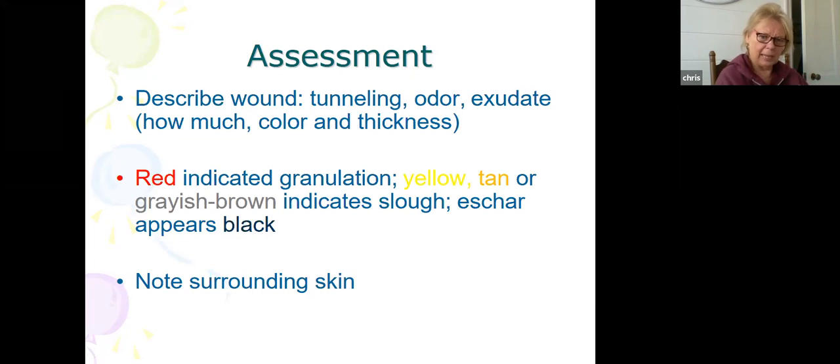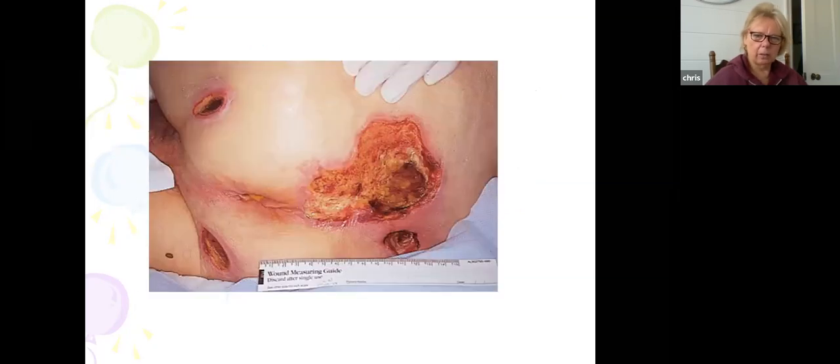Yellow, tan, or a grayish brown indicates slough. And eschar is black. So you want to note the surrounding skin around the wound. So here, what do you see? What are these?